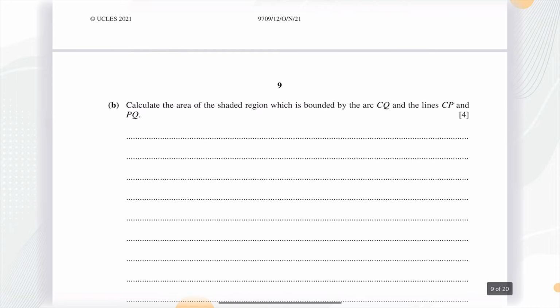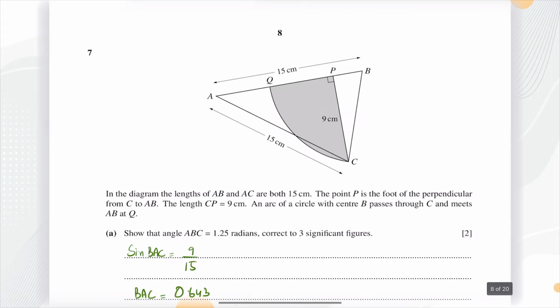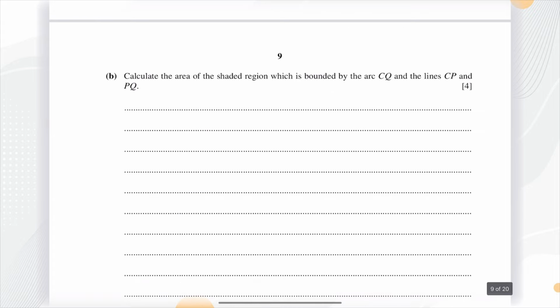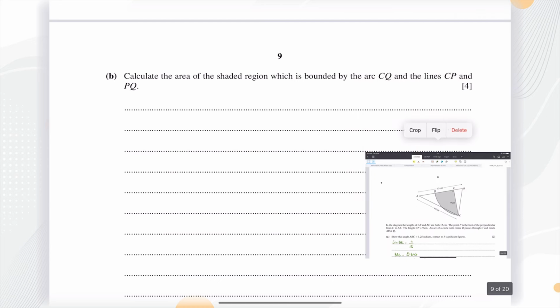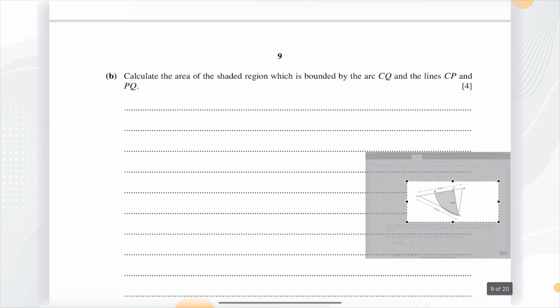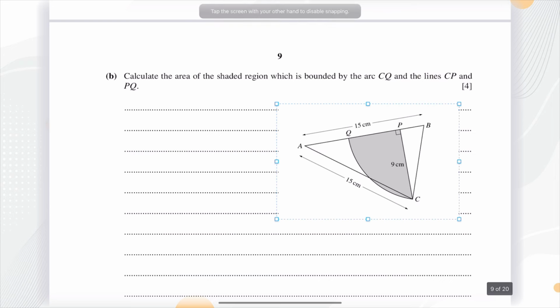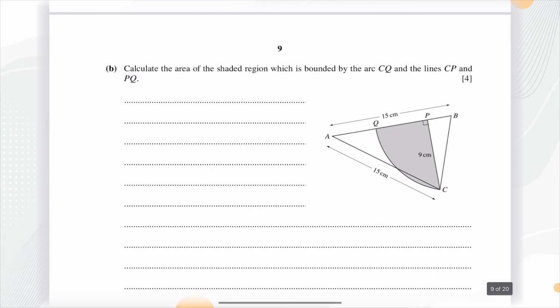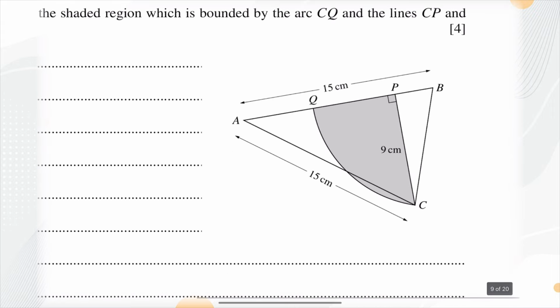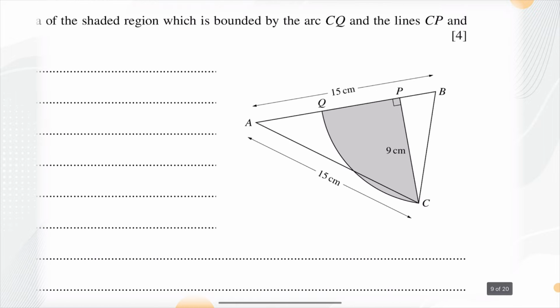Okay. Now, part B. Part B says, calculate the area of the shaded region which is bounded by the arc CQ and the lines CP and PQ. Okay, so before we do anything else, let's take a screenshot of this and bring it over here. Okay, now, so we have to calculate the area of shaded region. Let's see what we can do in order to calculate the area of the shaded region. Okay, let's try and come up with a rough equation. Okay, so what equation do you guys suggest that I can use to calculate the area of the shaded region?